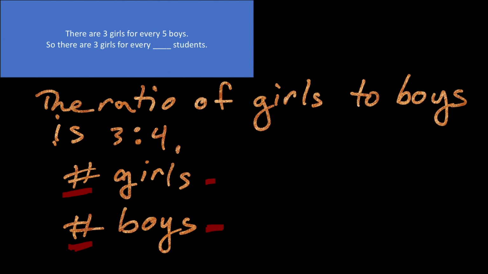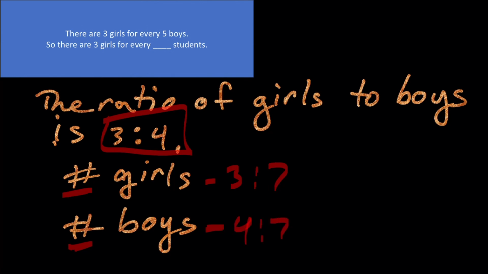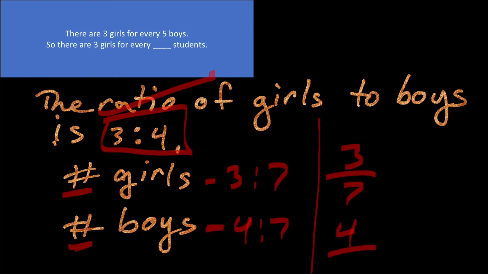All right, so the number in total is going to be 7, so this would be a 3 to 7 ratio, and this would be a 4 to 7 ratio. And if I said the question differently and I didn't want ratio and I wanted fractions, what would the fraction of girls be in the class? It would be 3/7, and this would be, if boys, 4/7. So it depends on how the question is asked, how you're going to answer in fractions or ratios.